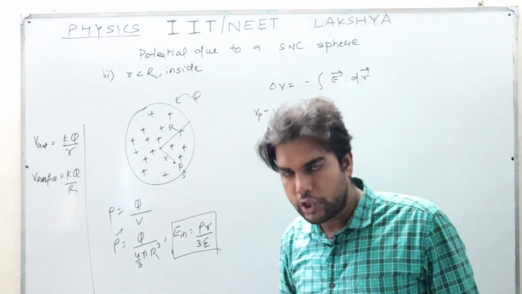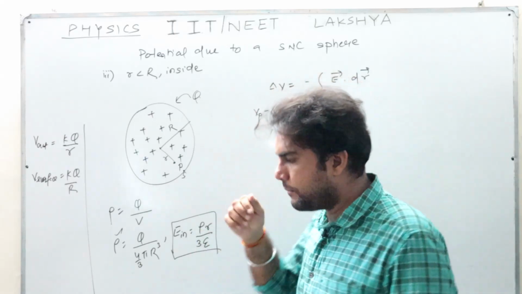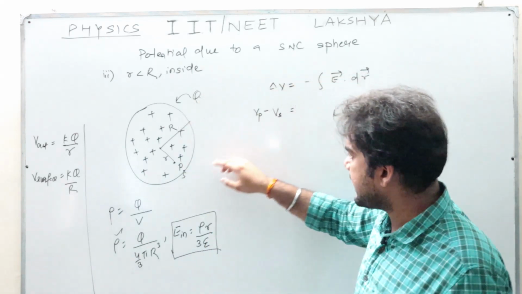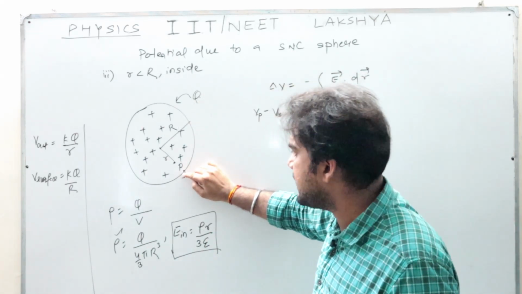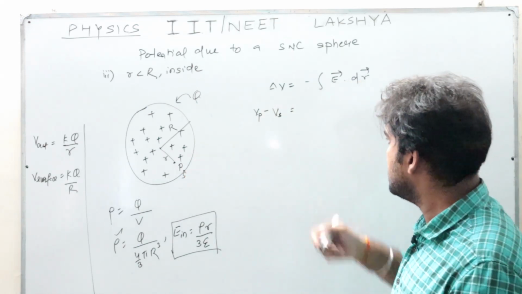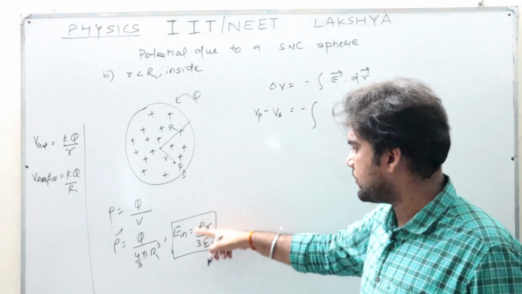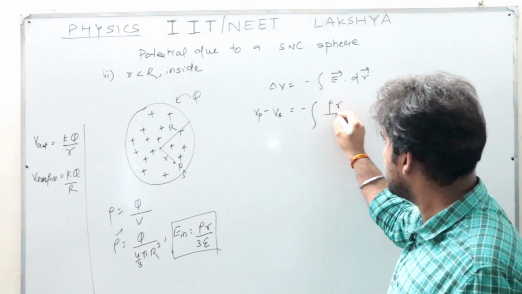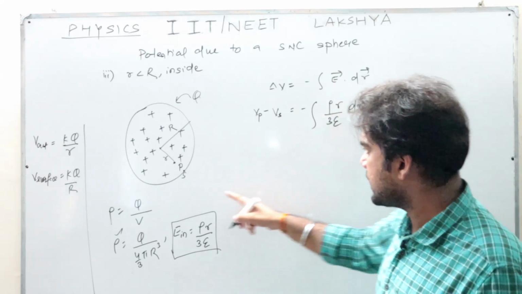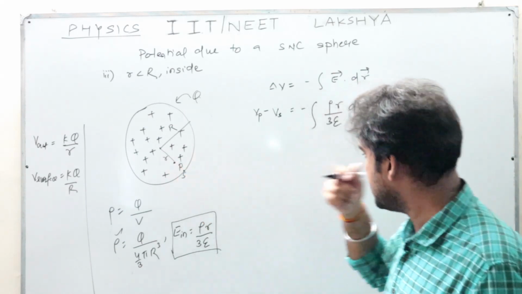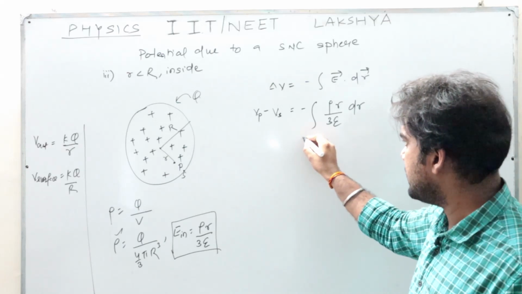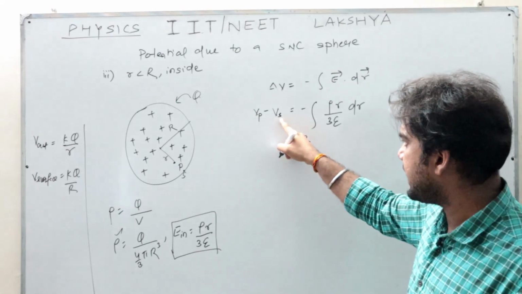This is something you must take care of: your integrand must be one function only, not different functions. So the second point I am selecting just a little inside the sphere, and I am calling that point S. Vp minus Vs equals minus the integral of the electric field inside the sphere, rho r by 3 epsilon, times dr, of course with cos 0, because the electric field direction and the dr direction are the same, so cos 0 is 1. The limits are from distance capital R, why capital R? Because at S what is the distance?